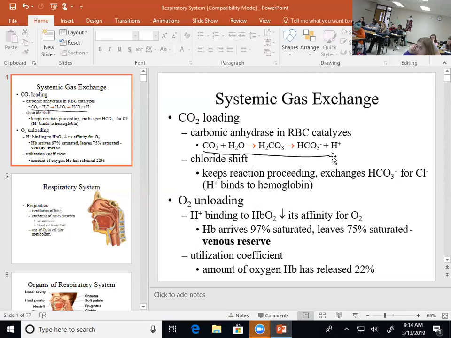Have y'all heard of Kussmaul respirations? Kussmaul respirations is something that diabetics will tend to get into. It's really rapid, deep breathing. And why do you think that makes sense? Because they're in acidosis, so they're trying to blow off what? Hydrogen ions.